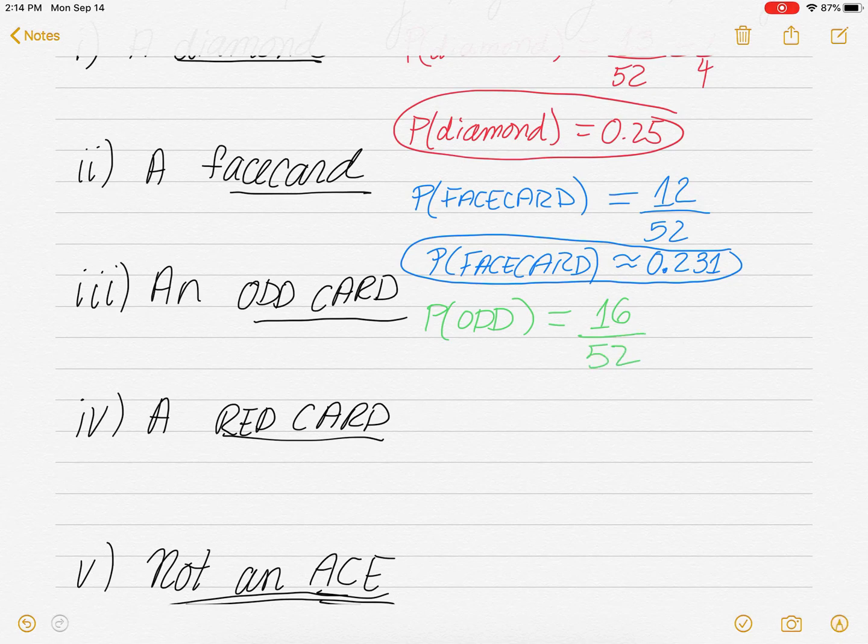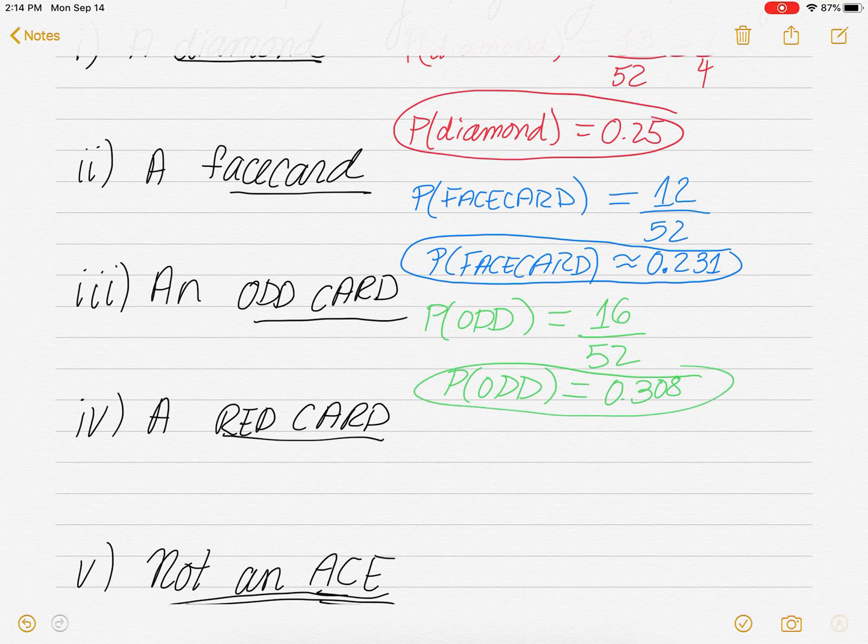So 16 out of 52 is your probability for drawing an odd card. Let's do that. 16 divided by 52 in our calculator. Probability of an odd card, we're going to take 3 decimal places, 0.308.